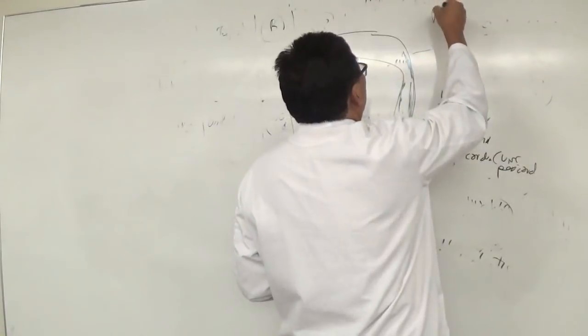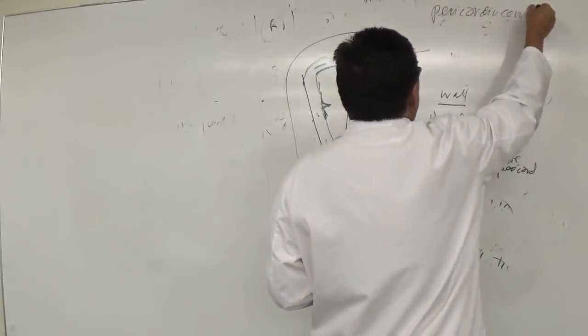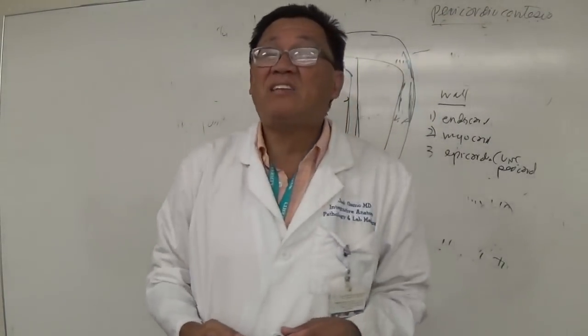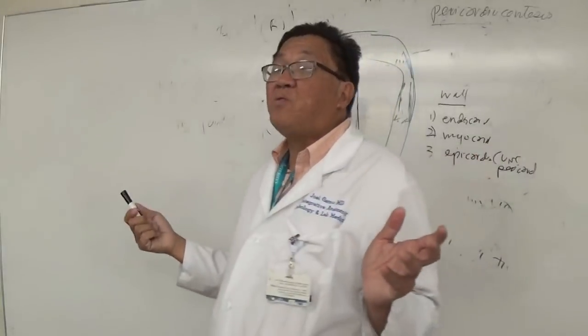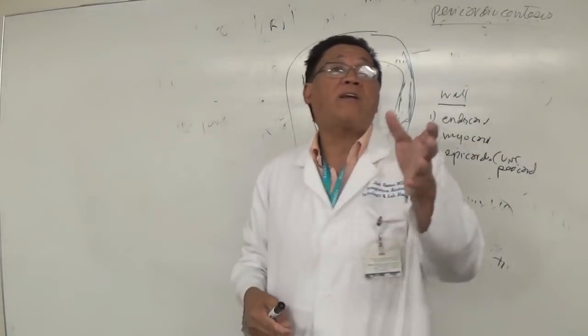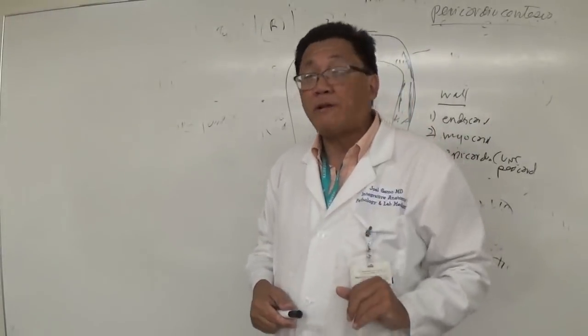It's called what? Pericardiocentesis. Pericardiocentesis means needle and syringe. The nurse provides me with a needle and syringe. I will drain the blood, or I can drain the pericardial fluid if there's effusion.